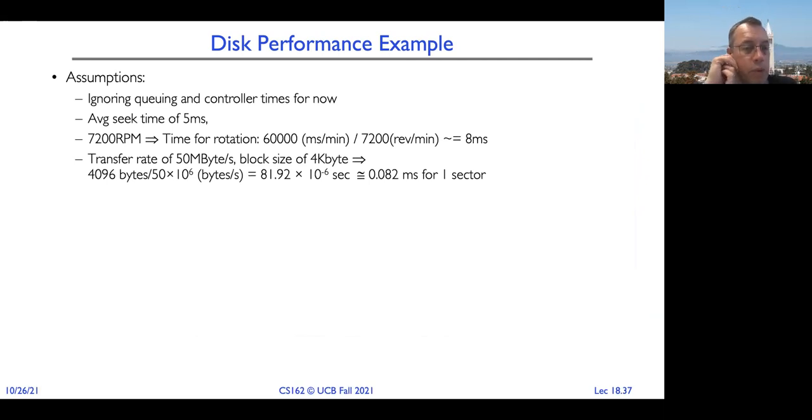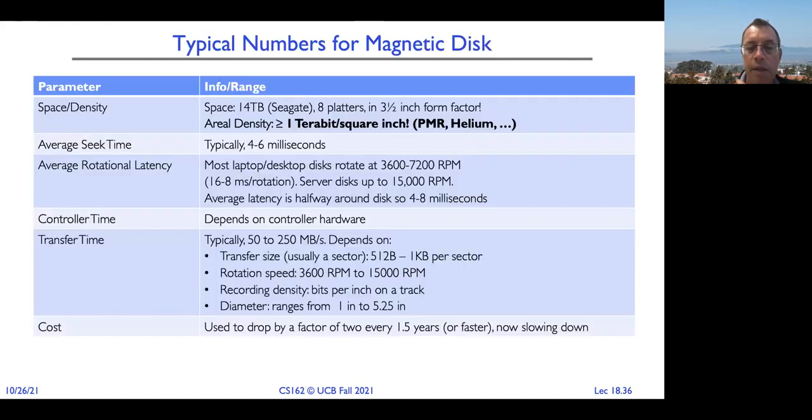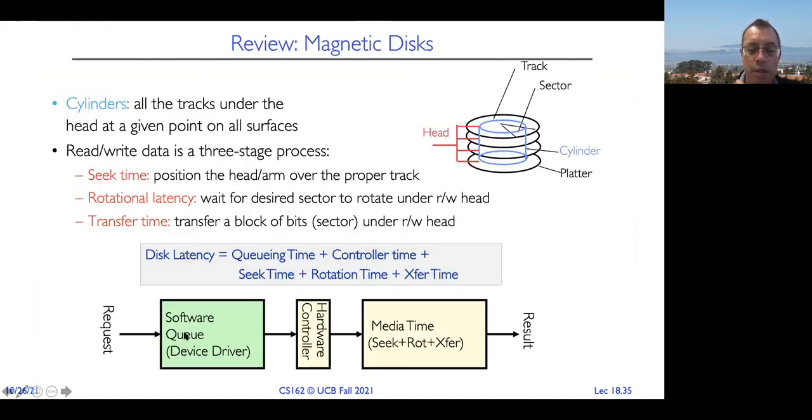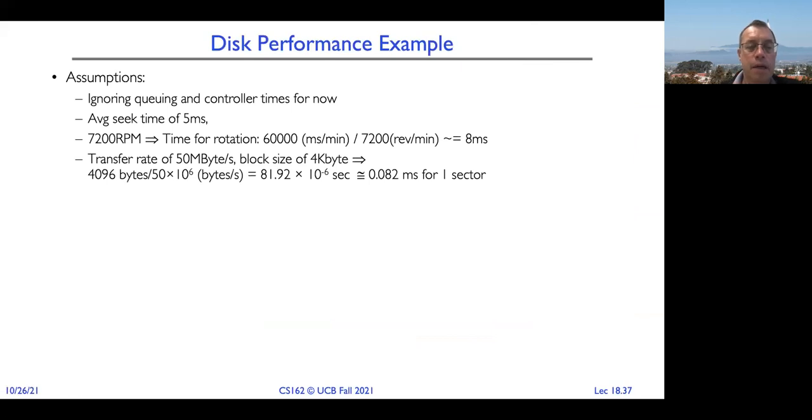So assuming that we ignore the queuing time and the controller time, let's look only at the media time. Assume the average seek time is 5 milliseconds. Assume that the rotation speed is 7,200 rotations per minute. This means that it takes 8 milliseconds for a full rotation.